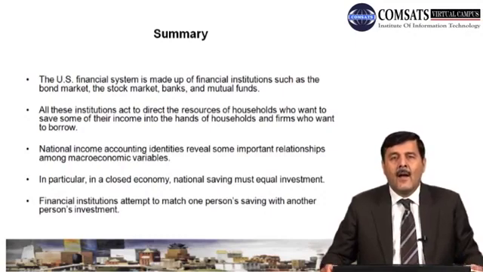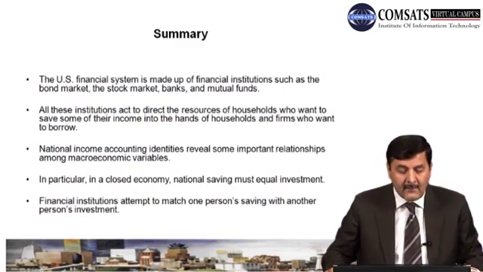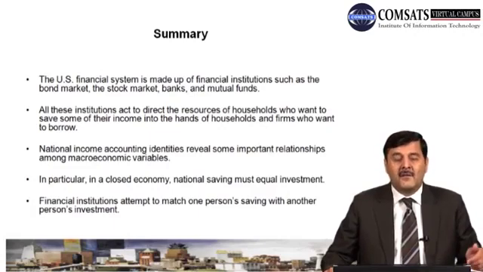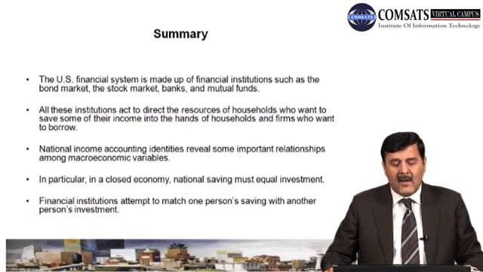So what did we learn today? We will summarize it in a few minutes and then we'll finish today's lecture. We said that in the beginning, the financial system is made up of financial institutions such as the bond market and stock market, we talked about banks and mutual funds. After that we said all these financial institutions act to direct the resources of households who want to save some of their income into the hands of households and firms who want to borrow.